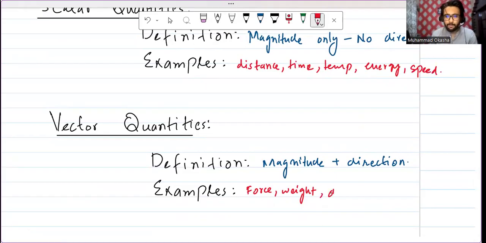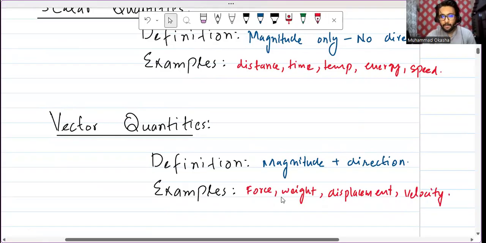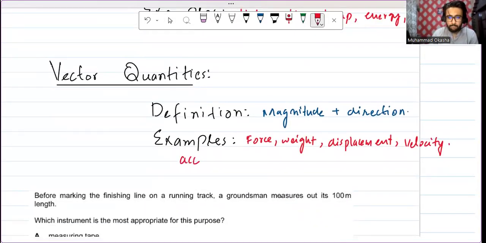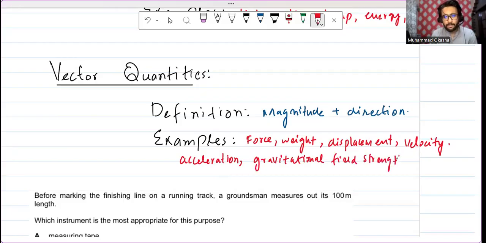As opposed to distance, we have displacement, and as opposed to speed, we have velocity. And acceleration is a vector quantity. Gravitational field strength, for example, is a vector quantity. There is something else which is called electric field strength. That is a scalar quantity, and so on.